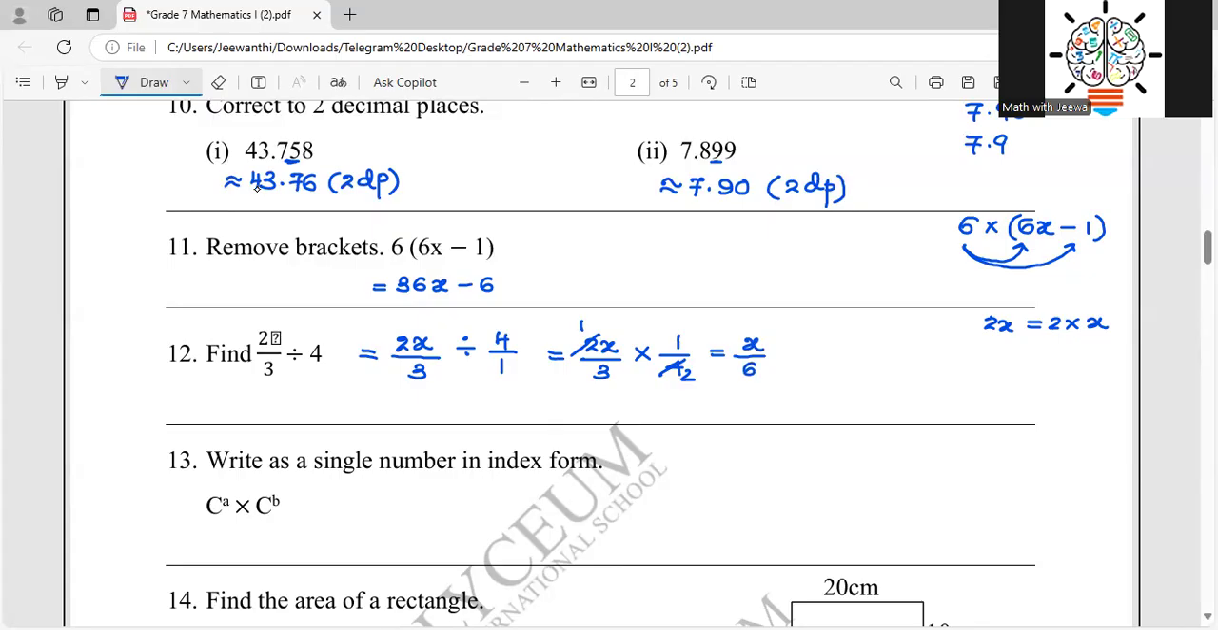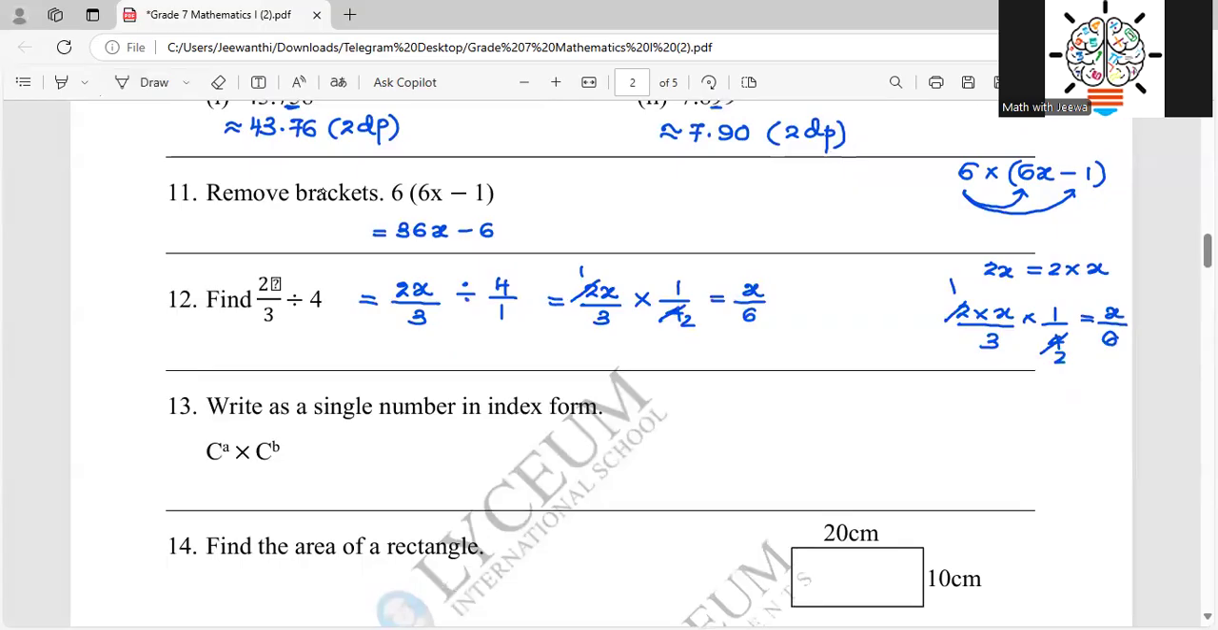Okay, so then simply that is 2 times x over 3 multiplied by 1 over 4. Then 2 times 1 and 2 times 2. Then I have x over 6. This is what I did without expanding, right? So then we will move to the next one.